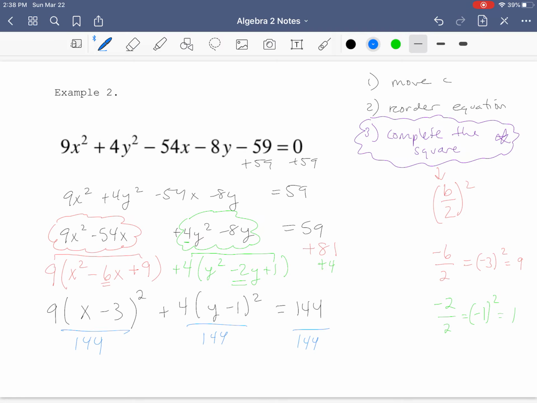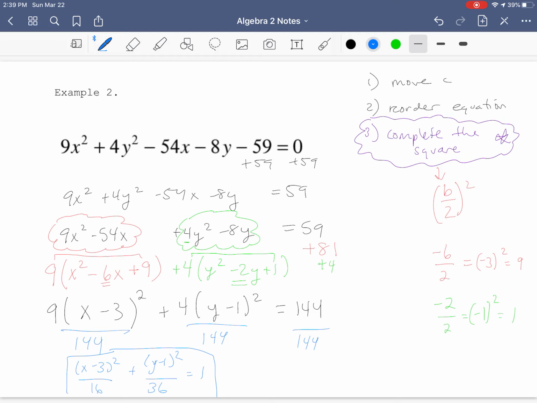So if I reduce 9 over 144, I get x minus 3 squared over 16. If I reduce 4 and 144, I get y minus 1 squared over 36. And then 144 divided by 144 is 1. And now we are finished. And again, this form is useful because we can find our center. We could also find the a squared and b squared values, which would help us to graph or to give us pieces of information about the type of ellipse that it is.